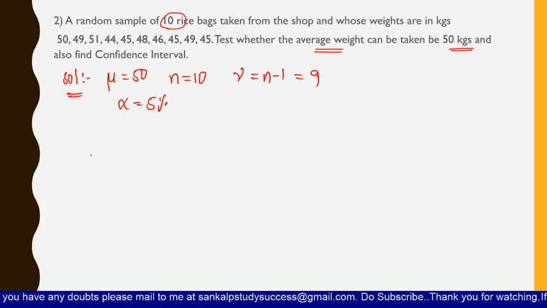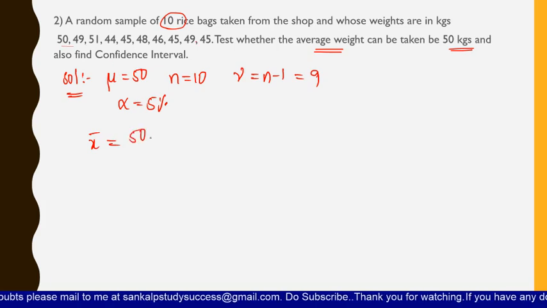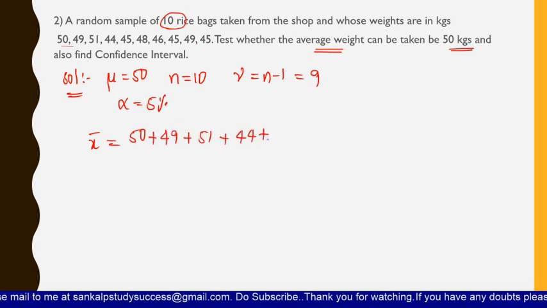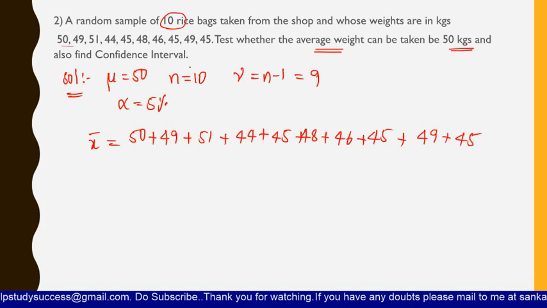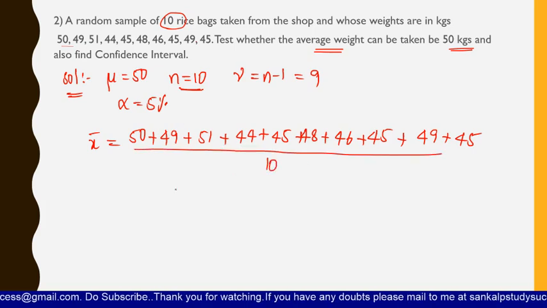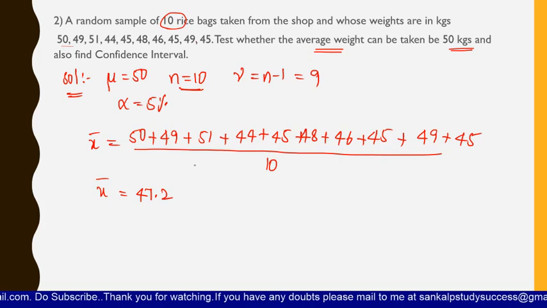So now we have to find out x bar. X bar can be found by the sum of all these observations divided by the number of observations. So let us solve it. 40 plus 49 plus 51 plus 44 plus 45 and 48 and 46. Again we have 45, 49 and 45. The number of observations is 10, so let us divide it by 10. So now the value of x bar is 47.2. If you simplify this, you will get 47.2.